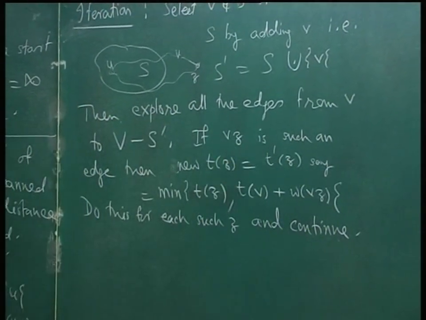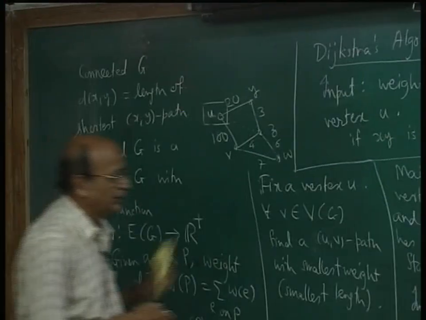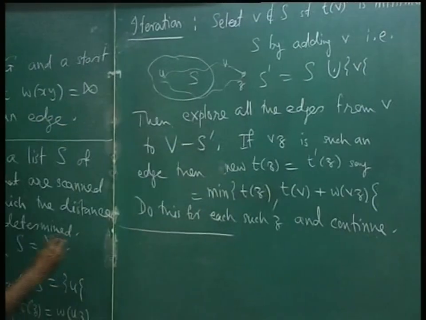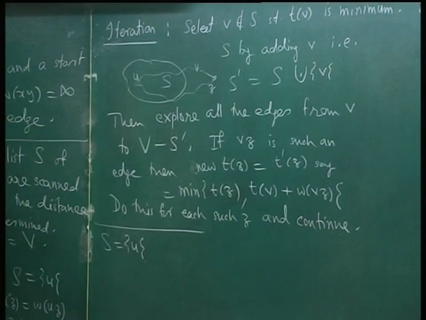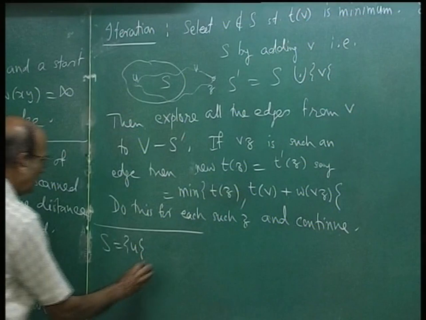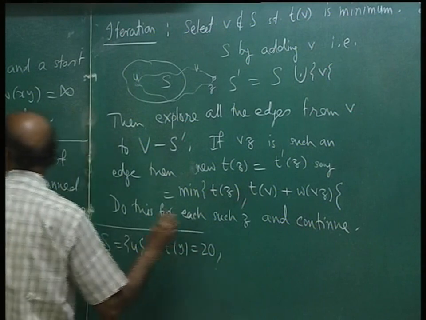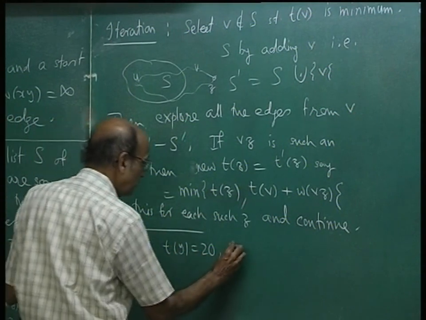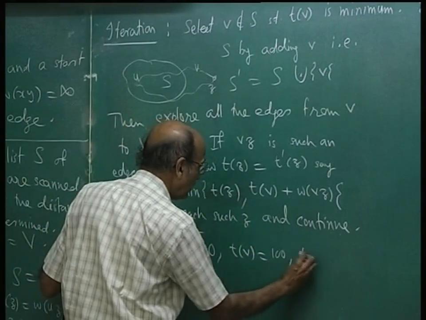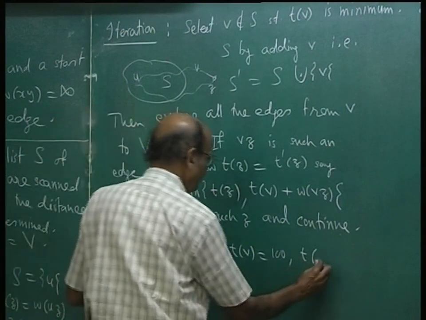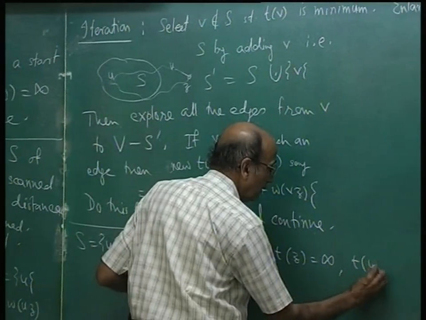For example, if I were to apply that algorithm here, let's see what will happen. Initially, S would be U. Tentative distance of Y will be 20. Tentative distance of V would be 100. Tentative distance of Z would be infinity. Tentative distance of W would also be infinity.